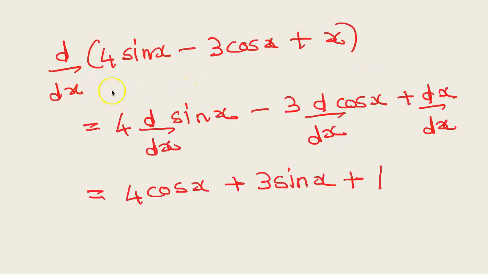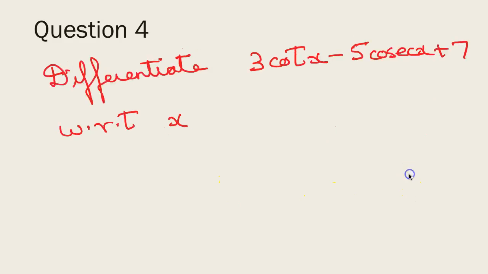So this becomes the derivative of the whole thing. Taking out the 4, it is 4 times d dx of sin x minus 3 times d dx of cos x plus d dx of x. That is 4 times derivative of sin x, which is cos x, and derivative of cos x is minus sin x, so I get plus 3 sin x plus 1.